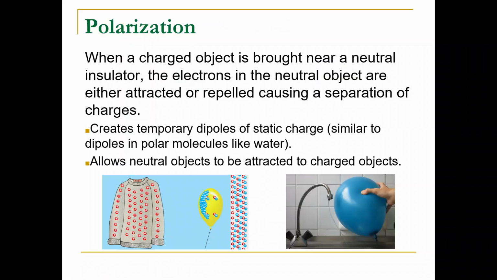So polarization is going to lead us in towards our third type of charging, which is charging by induction. So what happens is when you have a charged object and you bring it near a neutral insulator, the electrons are going to be attracted or repelled. And we can go back to our little simulation and we can see what happens.